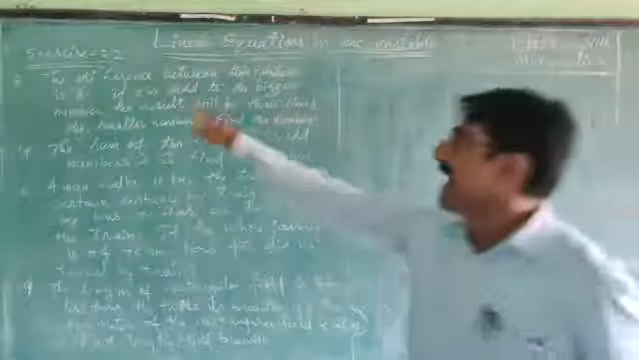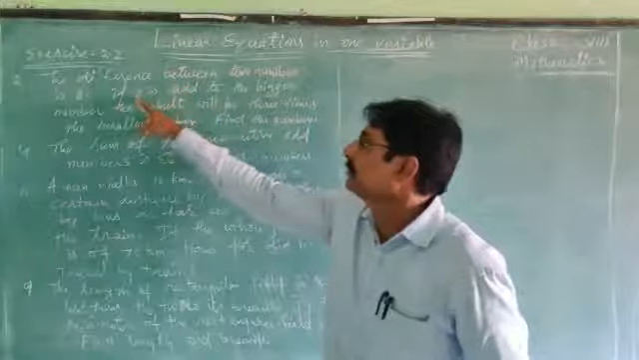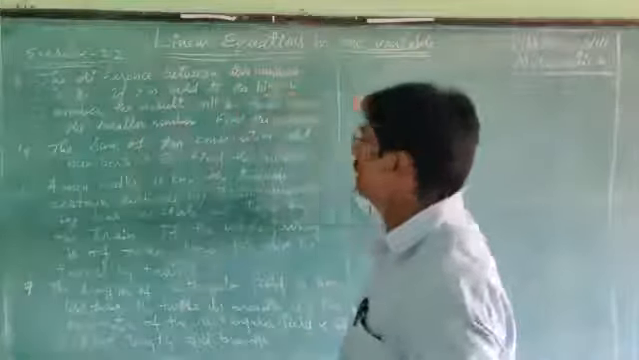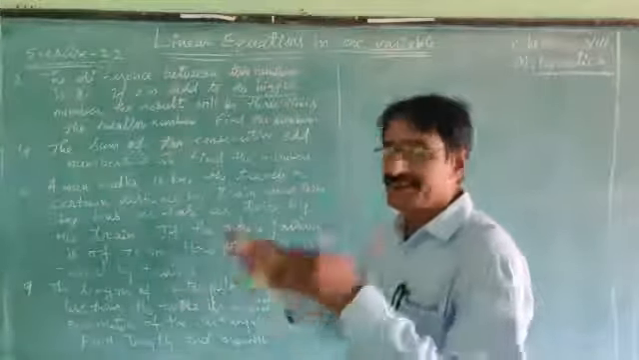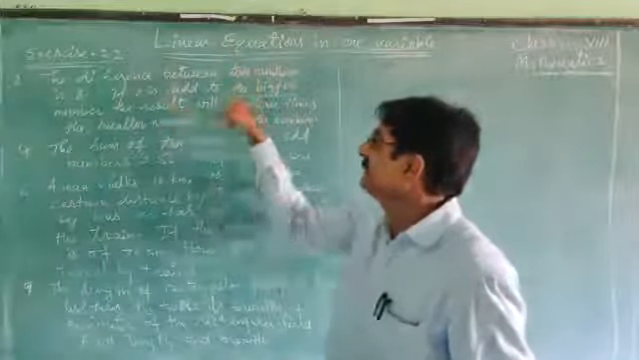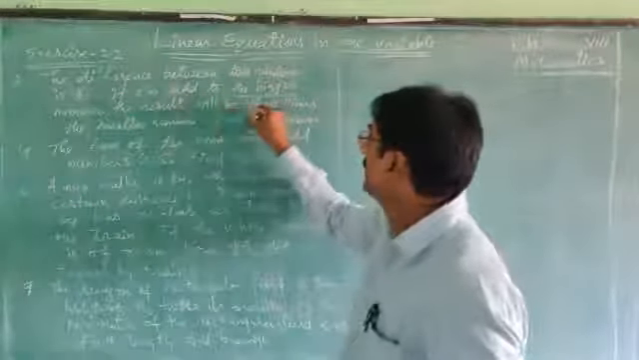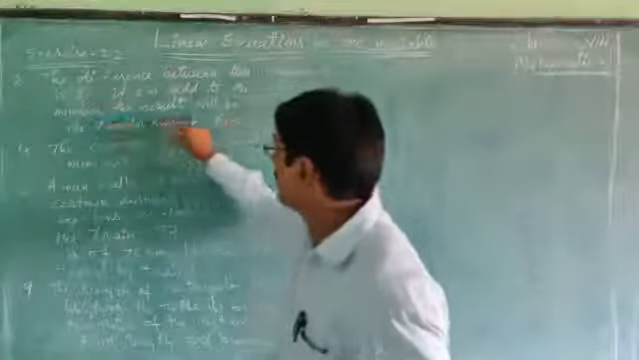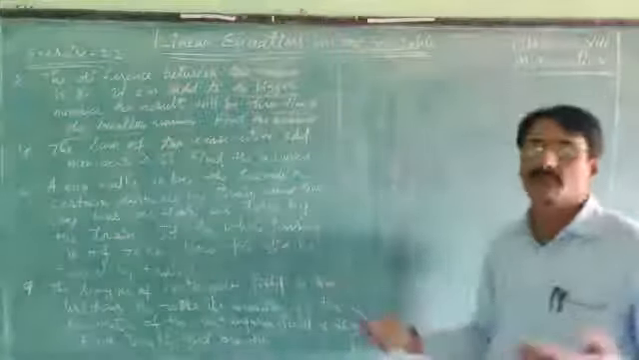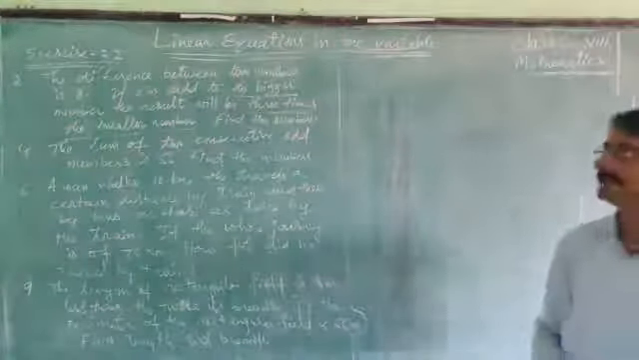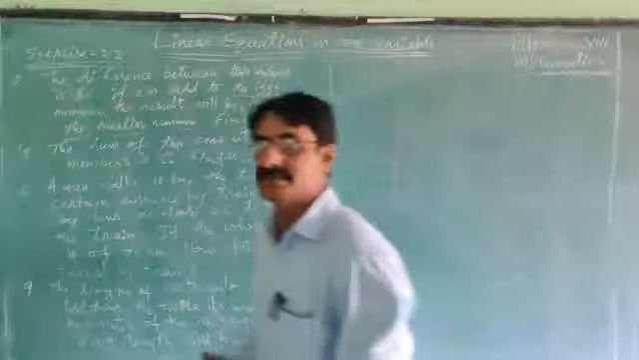If we add how much? 2. To which number? The bigger number. After adding 2 to the bigger number, the result will be 3 times the smaller number. Find those numbers. How to find them?